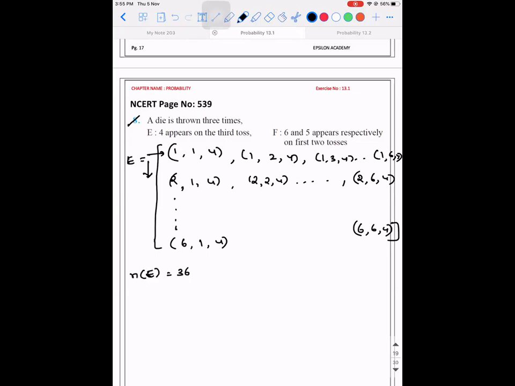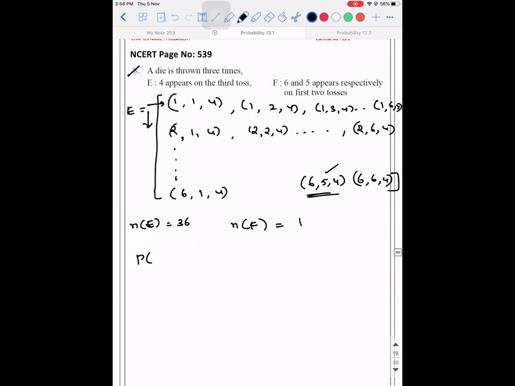What are they saying for F? For F, 6 and 5 appear respectively on the first 2 tosses. So this is the only scenario, right? Is there anything else that I left out? So the number of elements that are possible for F is only 1.